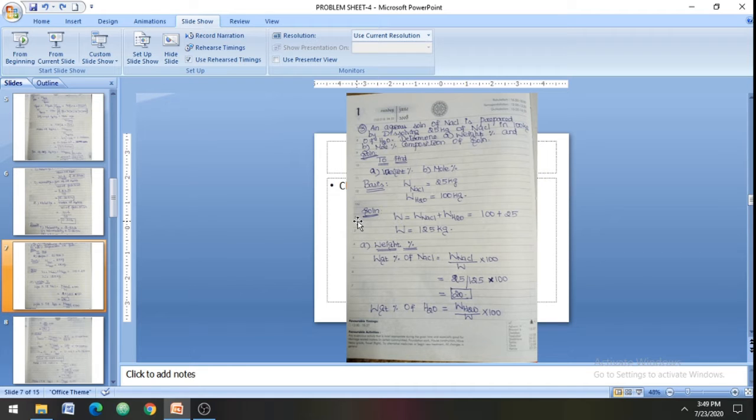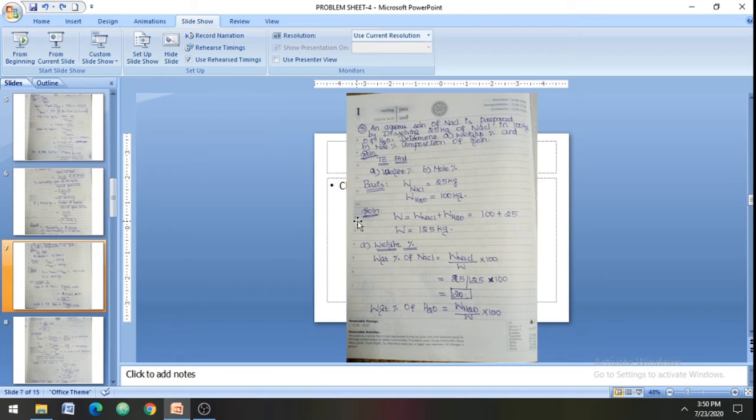Yes, next type of problem. An aqueous solution of NaCl is prepared by dissolving 25 kg of NaCl in 100 kg of water. Determine the weight percentage and mole percentage composition of the solution. Carefully read the problem. Aqueous solution. To make a solution we need solute and solvent. In this problem, the solute is NaCl, is it correct? The solvent is water, and together they make the solution.